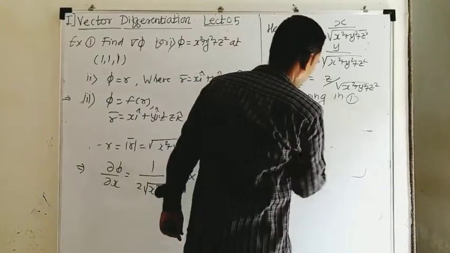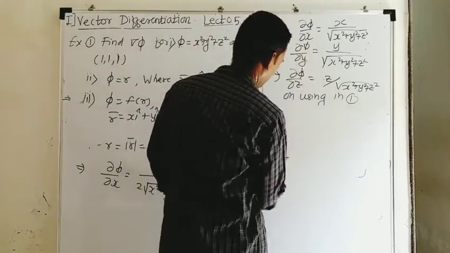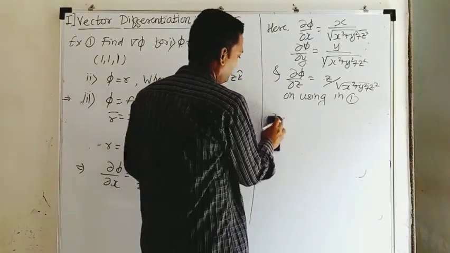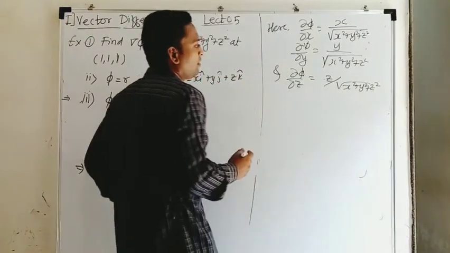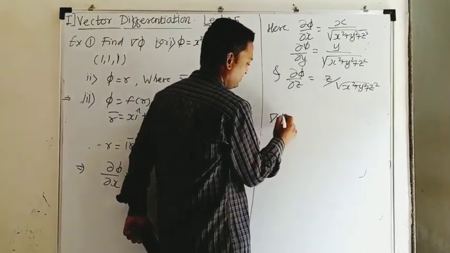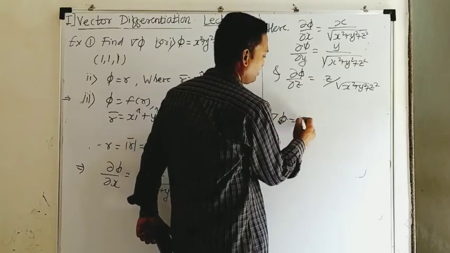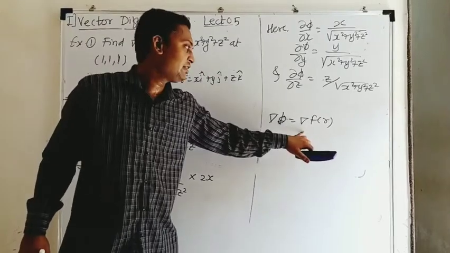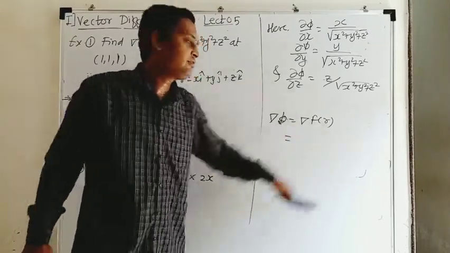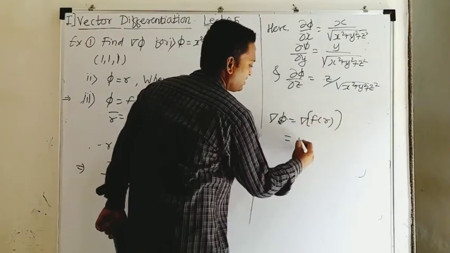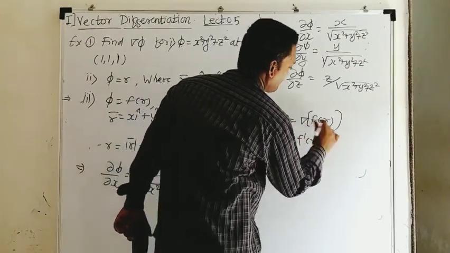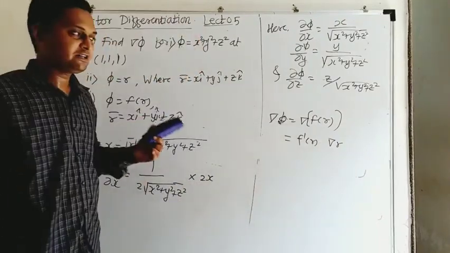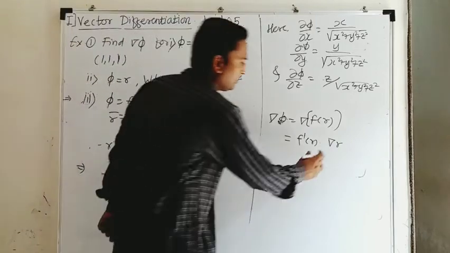And finally, we are calculating del phi for the function f of r. So by that rule of gradient, initially we have written del of some function of a variable. So del of f of r is equal to f dash of r into del of that variable, which is r. We don't know the value of f of r, so we cannot calculate f dash of r. But del r we have calculated.